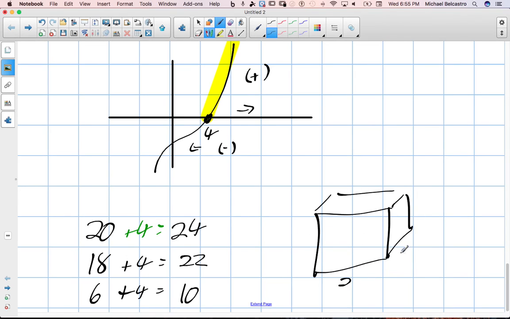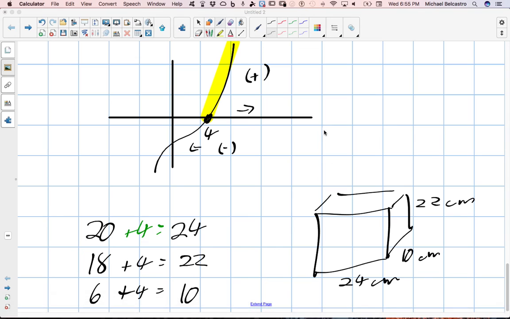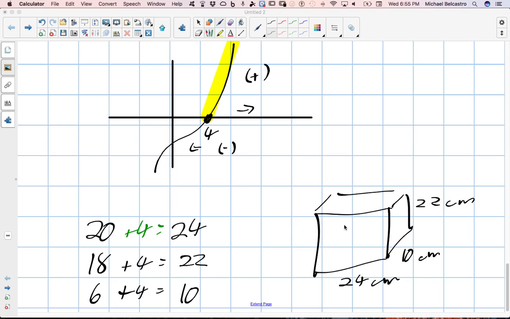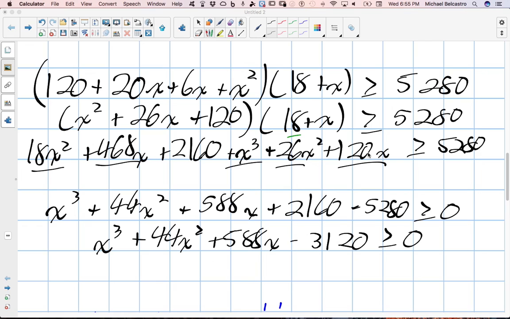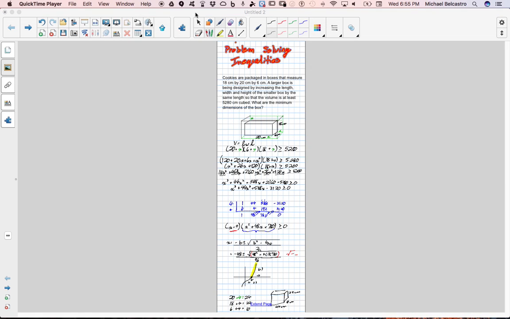It would be 24 by 22 by 10 for the new minimum dimensions. And just to verify, you can multiply these values by each other, and they should give us that exact value we're looking for. So 24 times 10 times 22 is 5,280. Anything less than that would be smaller in terms of dimensions, and anything greater will be larger. So that would be our minimum dimensions by increasing everything by the length of 4.